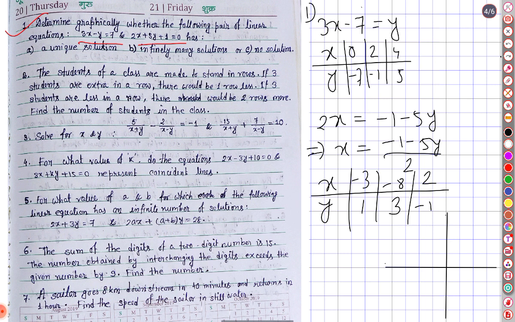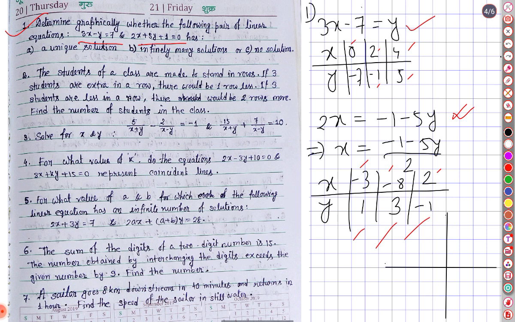If graphically we want to represent, then you have to separate x or y. So I have separated y, and one by one we put values of x: 0, 2, 4. You will get y equal to minus 7, minus 1, 5. Similarly here we have separated x in form of y, and one by one we put values of y: 1, 3, minus 1, and we have got the values of x: minus 3, minus 8 and 2. So we have got 3 and 3, 6 points.